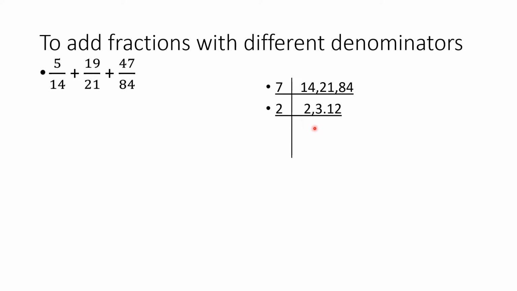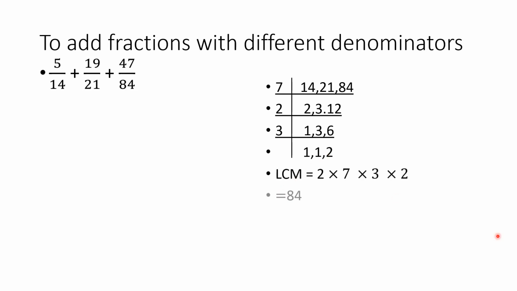2 ones are 2, 3 as it is, 2 sixes are 12. Now there is a common divisor of 3 and 6, which is 3. So we will divide by 3. 1 as it is. 3 ones are 3. 3 twos are 6. Now there is no common divisor other than 1. So we will stop here and we will multiply 7, 2, 3 and 2. And we will find out the LCM, which is equal to 84.